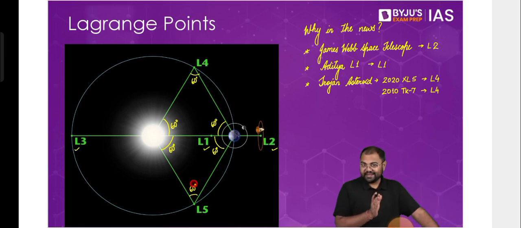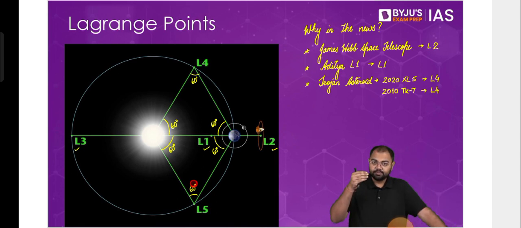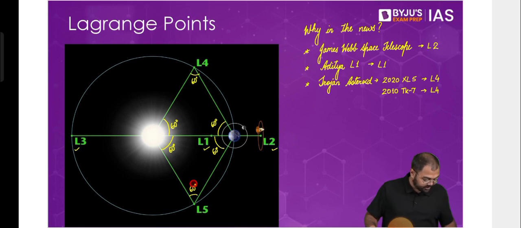So, for example, when it comes to L1 and L2, in the Sun-Earth system, these are points which are produced at almost 1.5 million kilometers from the Earth. Almost 1.5 million kilometers from the Earth. So 1.5 million kilometers towards the Sun and 1.5 million kilometers behind the Earth. So in this manner, we see that there are all these points which are produced.